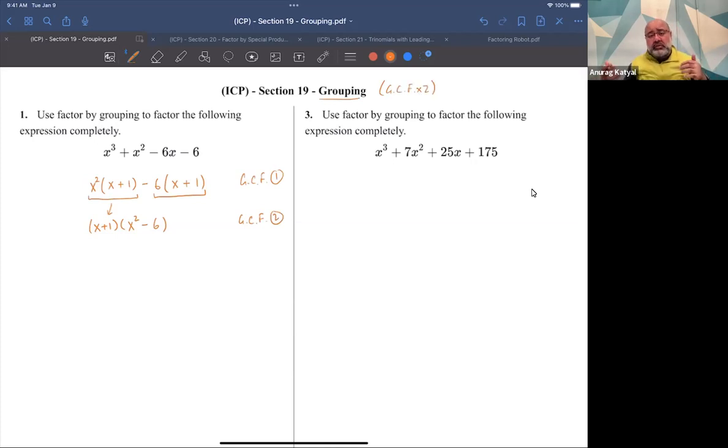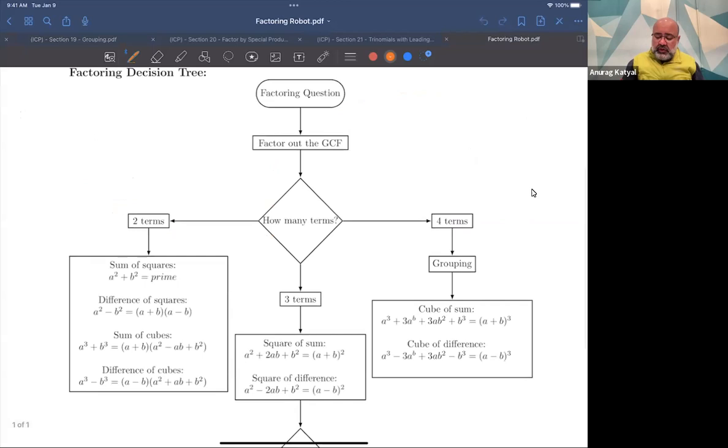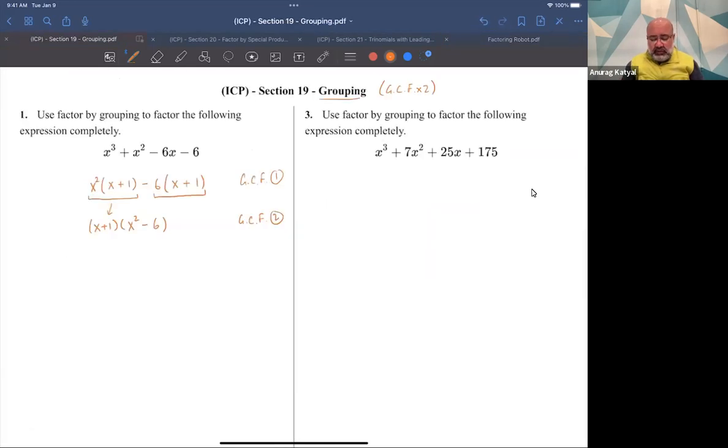That's all grouping is. Again, to rehash, we use this whenever we have no GCF, or we found the GCF, and then we count how many terms we have. We have 4 terms, so then we try grouping. Let's do another one. Number 3, we have a coefficient of 1, so number-wise, we don't have to worry about it. With x's, this term doesn't have an x, so there is no GCF. We can move past that.